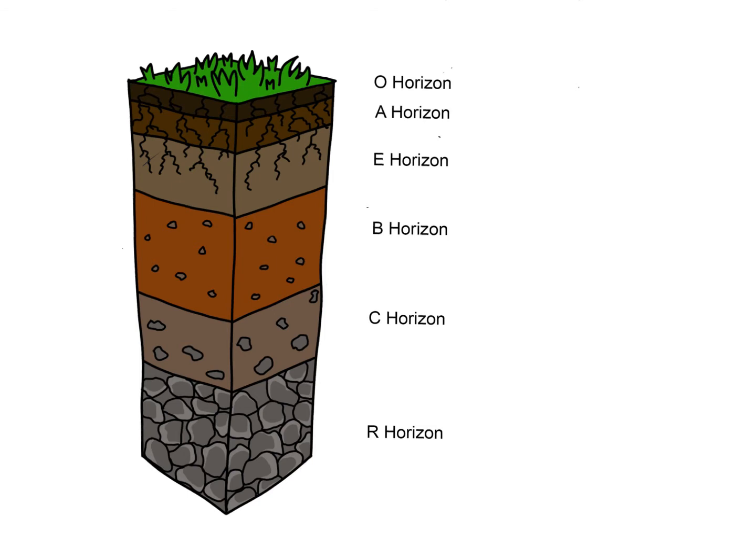If we're going to wash it down, it's going to end up collecting in the B horizon, and that's where you're going to have a lot of oxides and clays. Then you have your partially weathered parent material in the C horizon, and then R horizon is that bedrock or the parent material. So remember O, A, E, get all the vowels, and then B, C, R in alphabetical order there for B, C, R for the consonants.